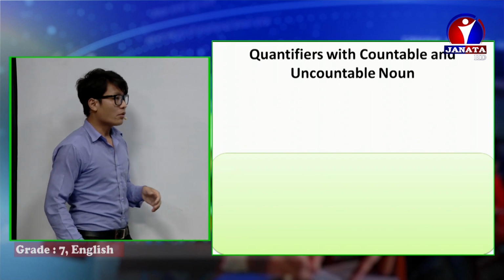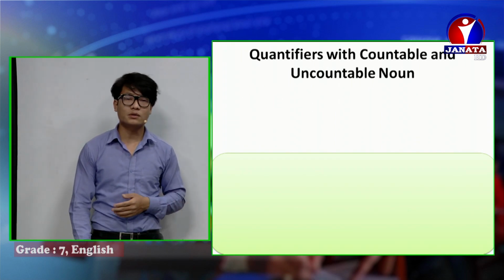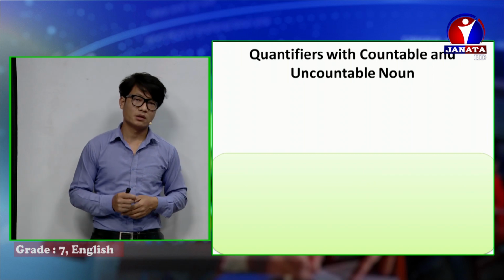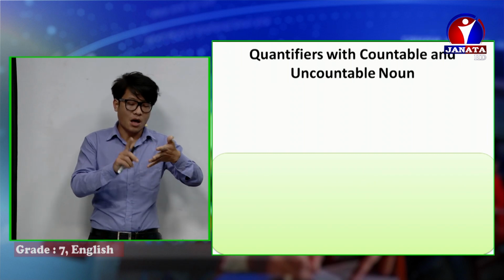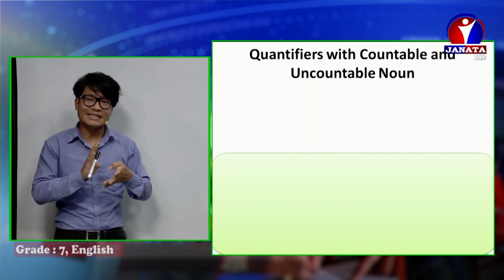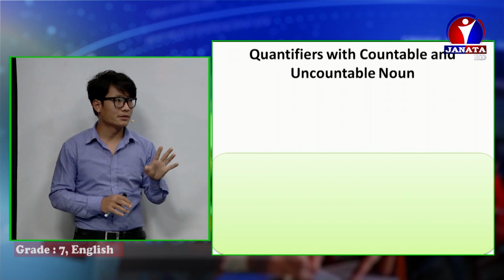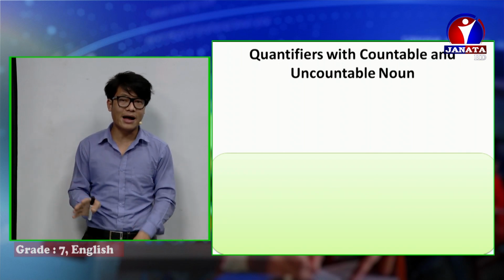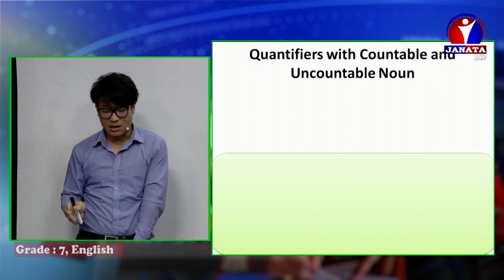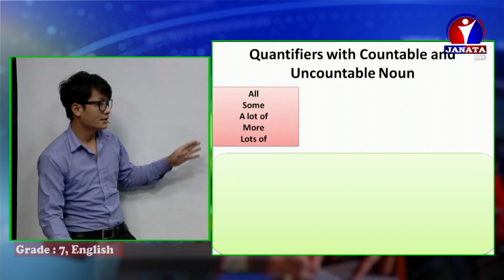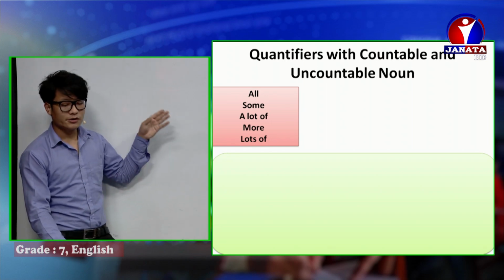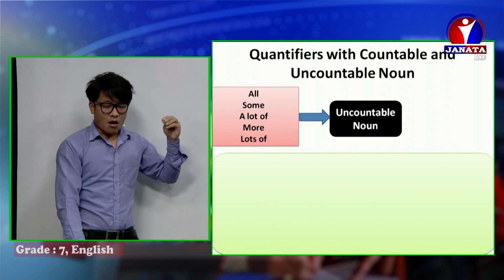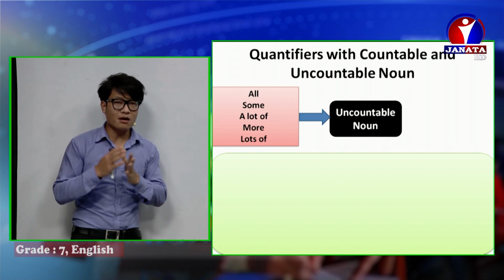After this, we are going to use quantifiers with countable and uncountable nouns. Quantifiers like some, a lot of, a few, lots of, several, both. Now we are going to learn how to use the quantifiers with countable and uncountable nouns. First of all, the quantifiers: all, some, a lot of, more, and lots of.